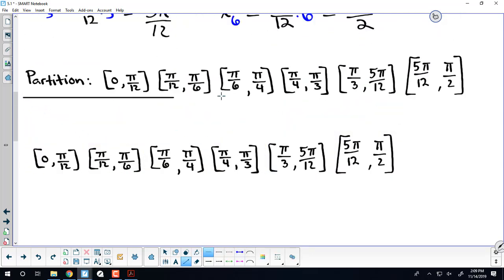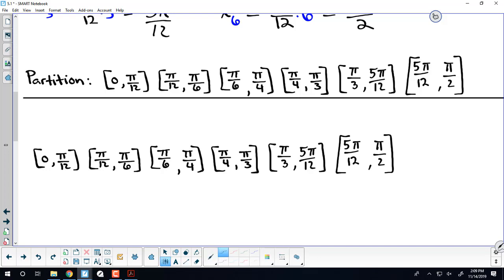So that was kind of like that. All of that stuff was just our pre-work to compute the left, right, and Riemann sums. So part A was using the right Riemann sum.